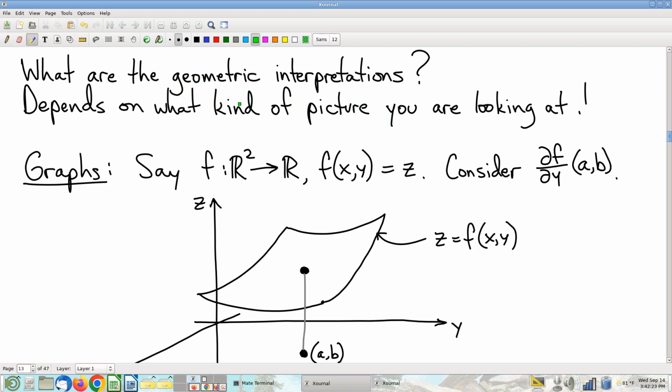Just to get the ball rolling, we're going to start by looking in the graph world. So notice we're looking here at a graph of some function of two variables. And on that graph, given that we're in this graph picture, what do partial derivatives look like? How do I interpret partial derivatives? We are now doing calculus of graphs. Okay. Alrighty.